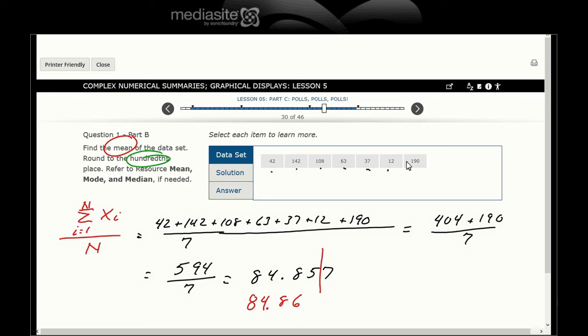So it looks like adding the 190. Remember, the previous average was 67.33. We add one additional number, which is significantly larger than 67.33. So it raised the overall average by quite a bit. Let's see if we got our average correct. Next.